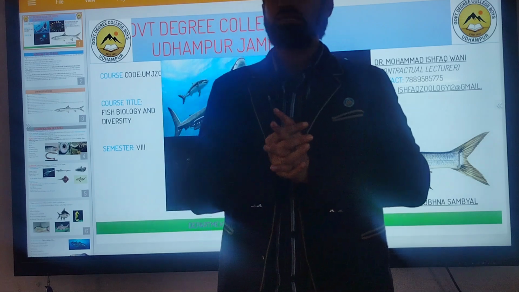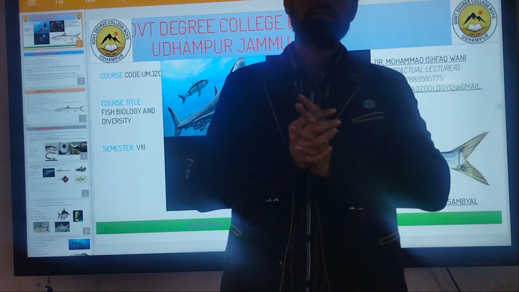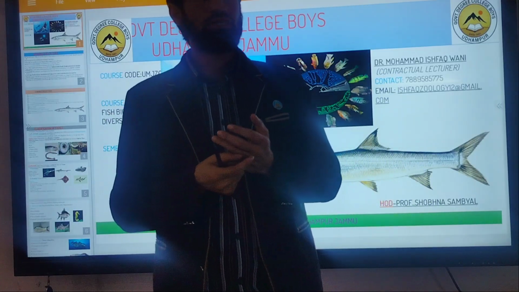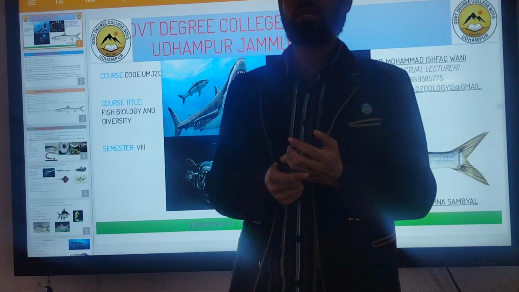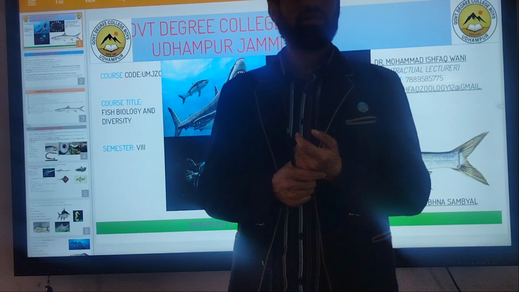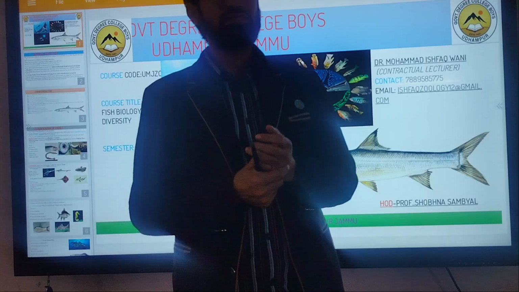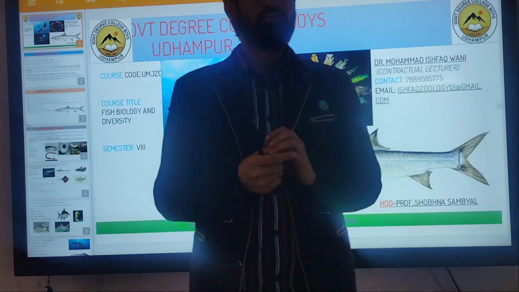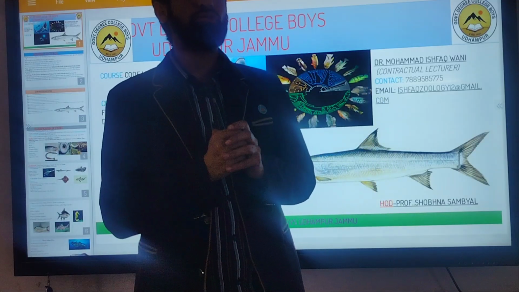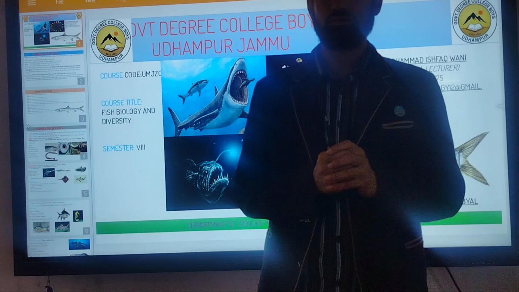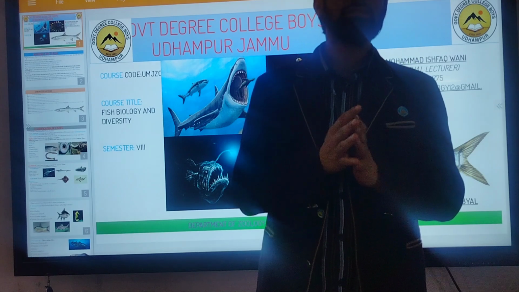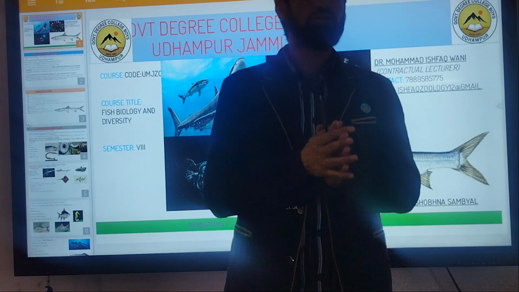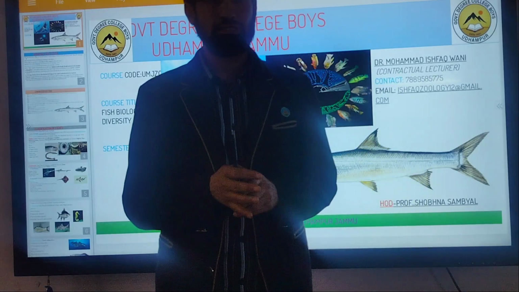So today our topic is skin and its coloration in case of fishes. Coloration of fishes is because of the presence of various kinds of pigments in the cells that are for the coloration. The skin possesses numerous types of melanophores or chromatophores, and these cells contain many types of pigments, and these pigments are responsible for the coloration of the skin.